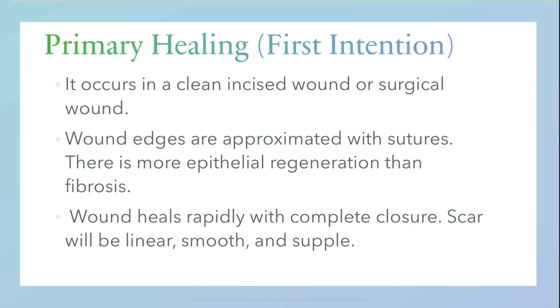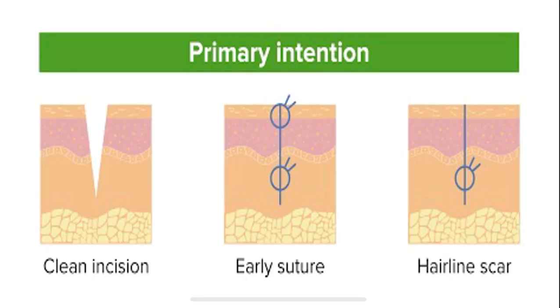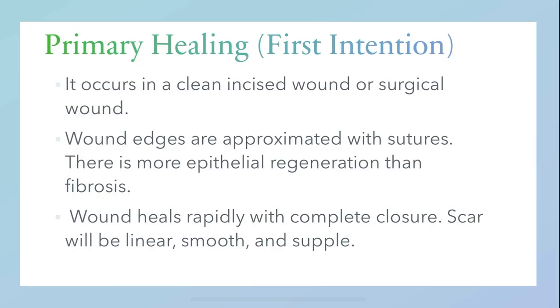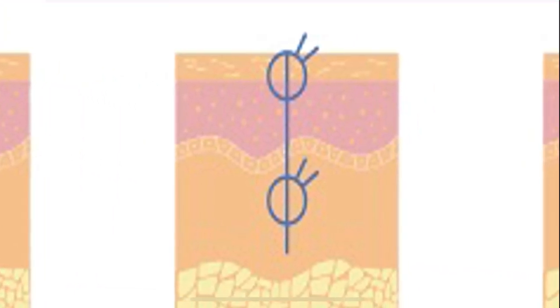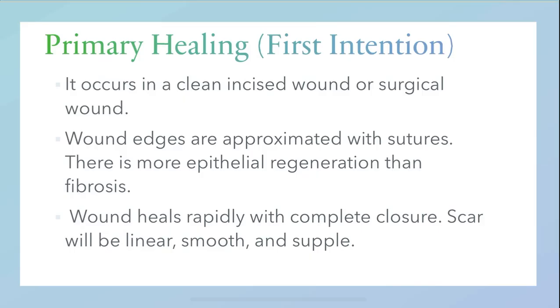So primary healing occurs in a clean incised wound or a surgical wound. Now you can see here it is occurring in a clean incised wound. This wound is clearly an incised wound. The wound edges are approximated with the suture. Now you can see in the picture here, these wound edges which were here are approximated with the help of these sutures. There is more epithelial regeneration than fibrosis.